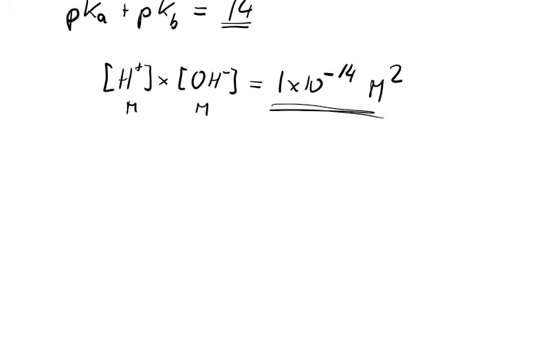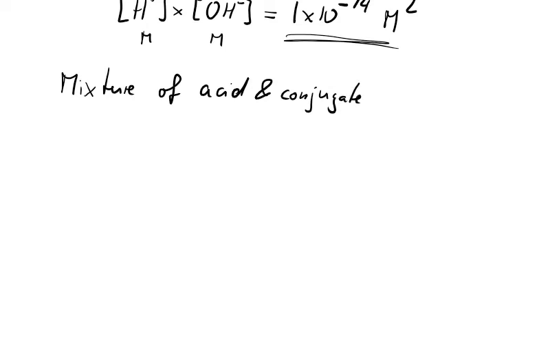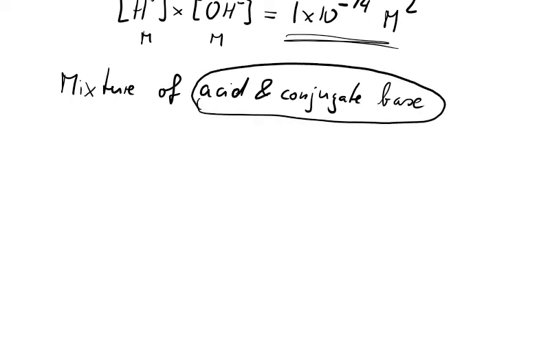Right. So what else did we do? Yes, we said actually what happens if we have a mixture of acid and conjugate base. And it has to be this combination. Acid and conjugate base, or if you like, base and conjugate acid is the same thing. But if you've got a mixture, then we need to apply the equations for a buffer, which is the Henderson-Hasselbalch equation.